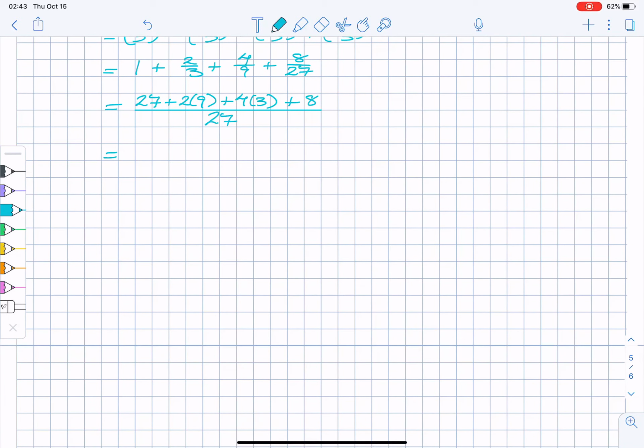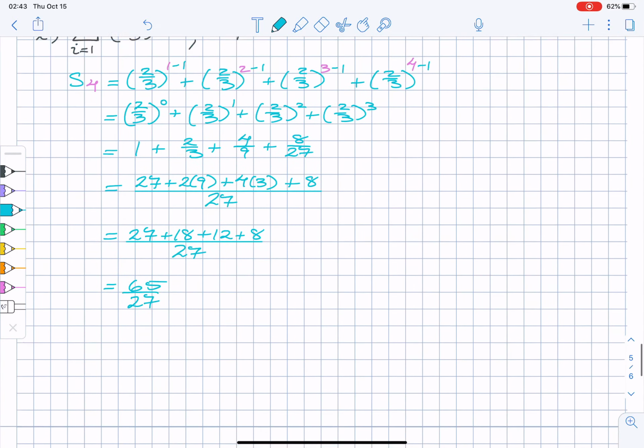So what do we have here? We have 27 plus 18 plus 12 plus 8 all over 27. Well, 12 plus 8 is 20, right? 20 and 27 is 47. If I added another 20, it would be 67, but I claim it's 65 over 27. Not pretty, but there it is.